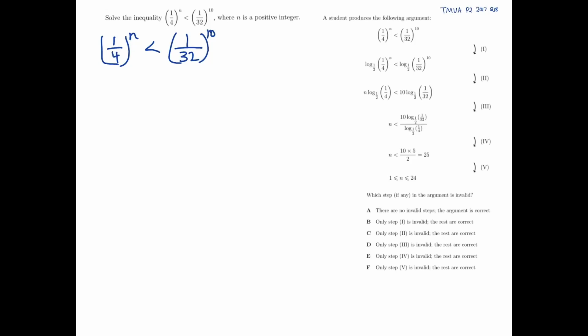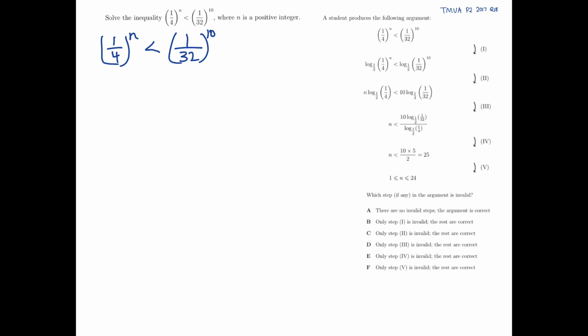Hello! Today I have a really interesting logarithms problem. This is taken from the TMUA 2017 Paper 2 past paper. It involves a fundamental principle of logarithms, so I thought that I would share it with you today. So, this question has a student solution to a problem, and we need to see if there are any invalid steps in their argument.